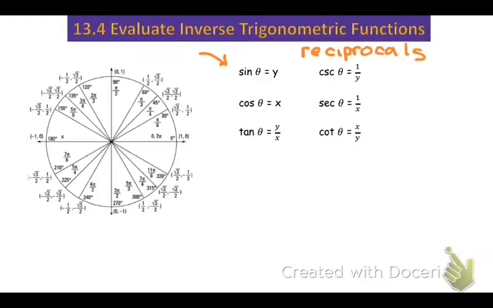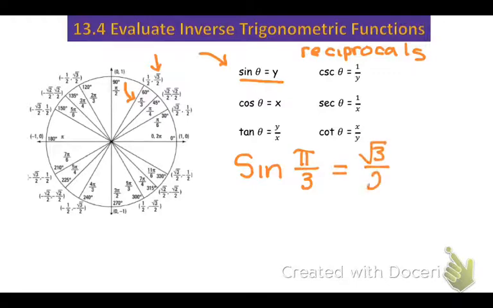Previously, we've evaluated trigonometric functions of a given angle, but today we're going to be doing the reverse. We're going to find an angle that corresponds to a given value of a trigonometric function. So previously, you may have been asked, what is the sine of pi over 3? Remembering that sine is the y value, we would go to our unit circle. We find pi over 3, the y value is equal to the square root of 3 over 2.